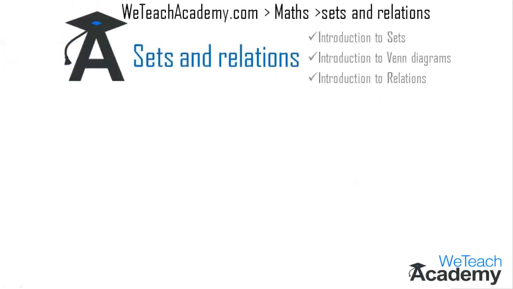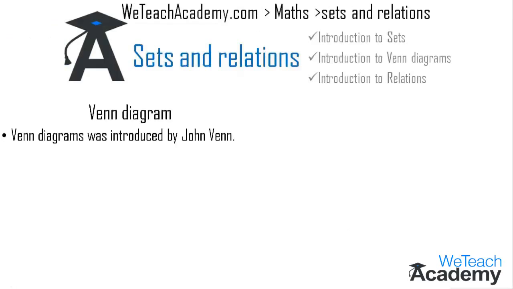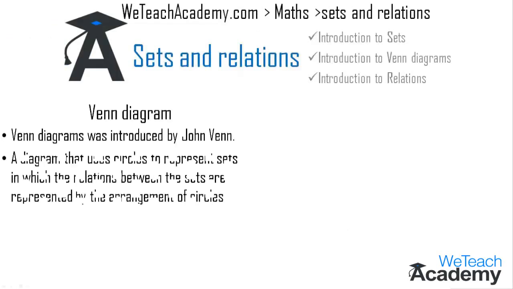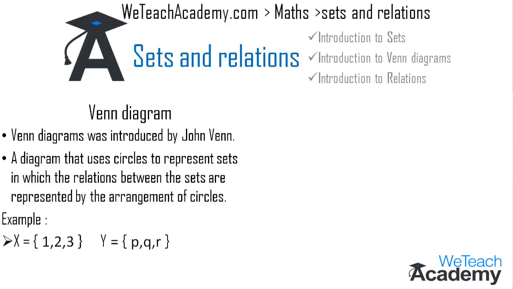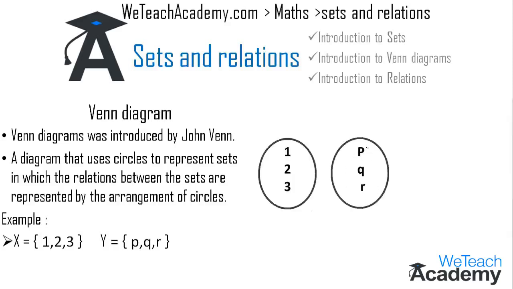Now let us move forward and learn what Venn diagrams are. Venn diagrams were first introduced by John Venn. According to him, a Venn diagram is a diagram that uses circles to represent sets, in which the relations between the sets are represented by the arrangement of circles. Let me explain this concept with the help of an example: X is equal to {1, 2, 3} and we have the set Y as {p, q, r}. Now let us represent this in the form of a Venn diagram.